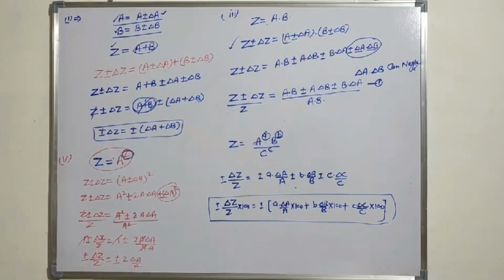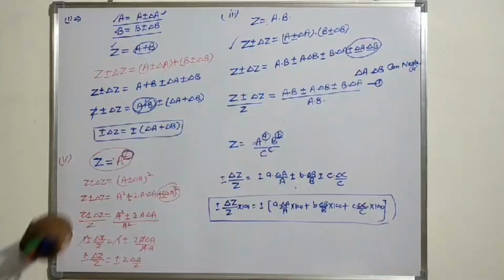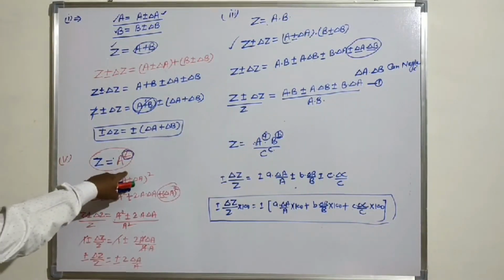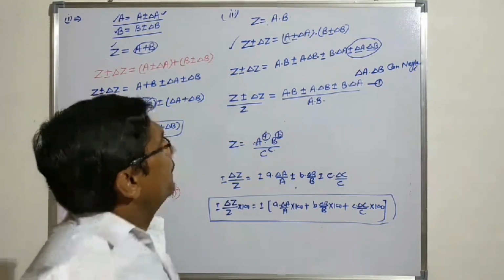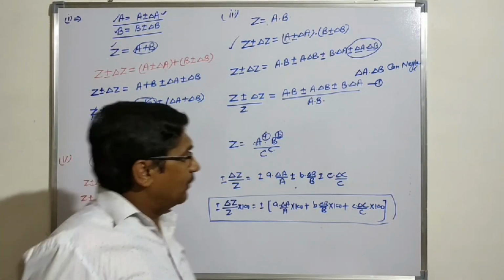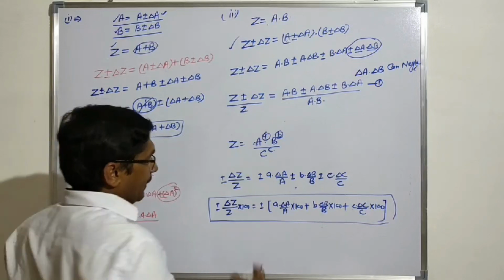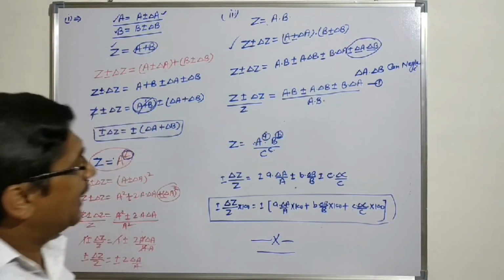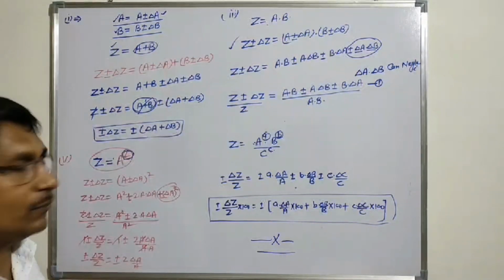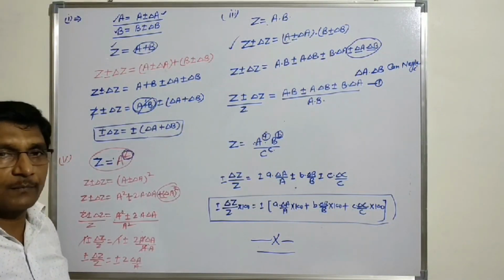So in today's class we discussed six operations. First is addition, second is subtraction, third is multiplication, fourth is division, fifth is the power, and sixth is the combination of all five expressions. For today's class, that's over, and in the next class we are going to explain some examples related to these operations.